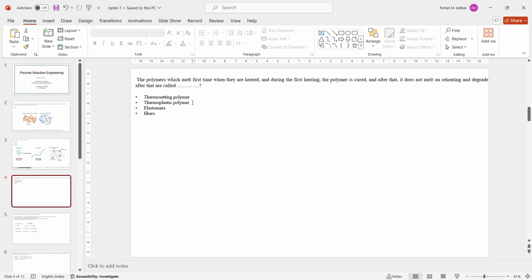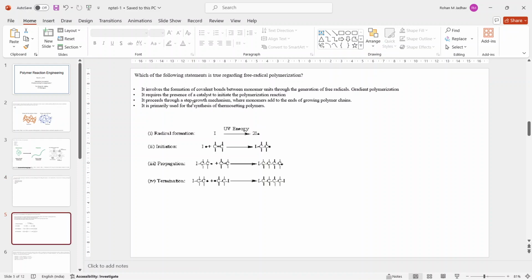And thermoplastic polymers are the ones which are easily molten and can be remolded again and again through multiple heating cycles. Which of the following statements is true regarding free radical polymerization? So, as the name suggests, free radical polymerization will require you to have a radical formation strategy first of all, and then that radical which is formed will initiate the monomer.